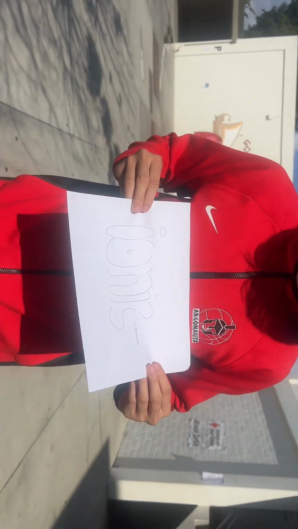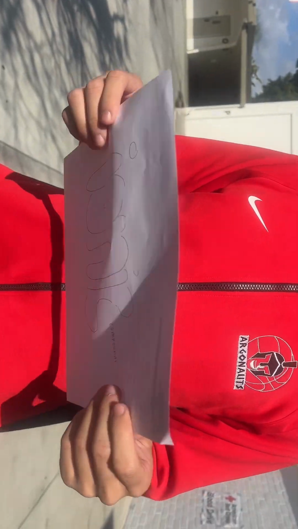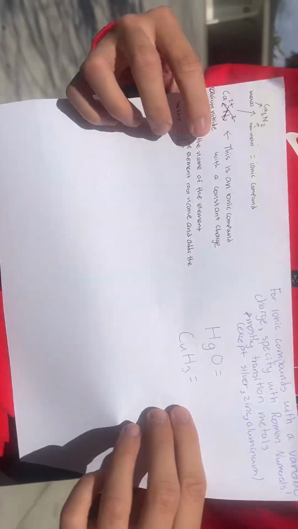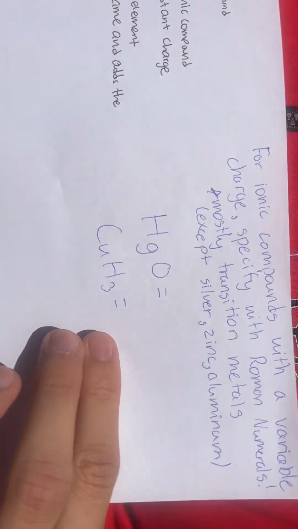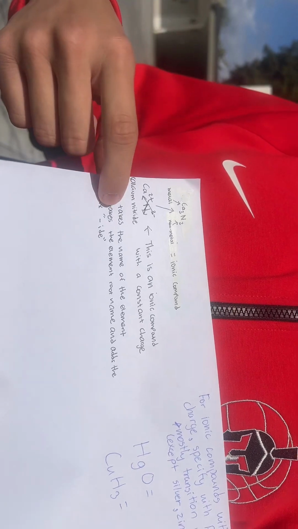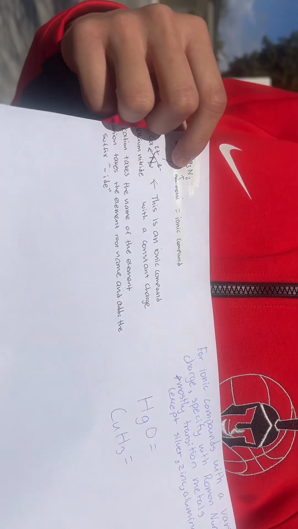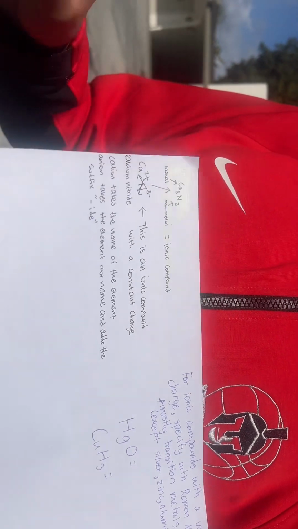So we're doing ionic compounds first. There are two types of ionic compounds: one of constant charge and one of variable charge. For the constant charge, the cation takes the name of the element, and then the anion goes last and takes the root name of the element and adds the suffix ide to it.